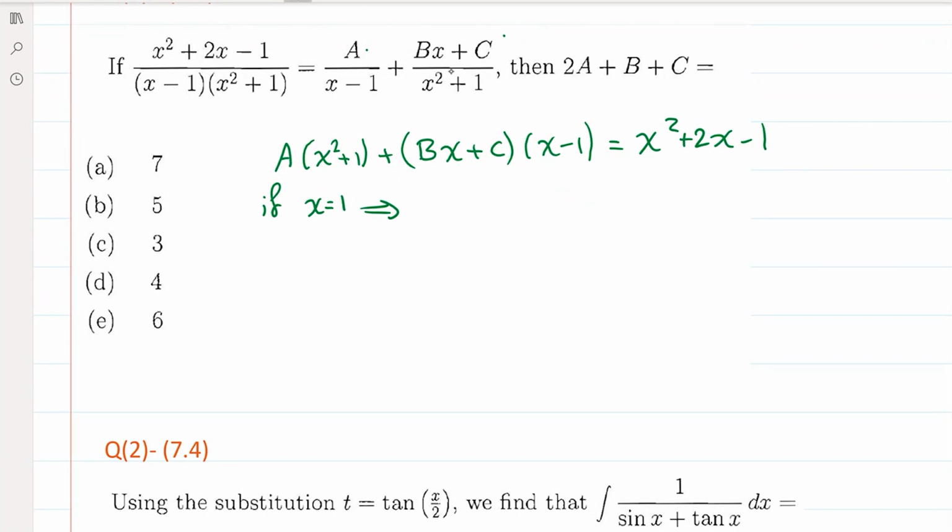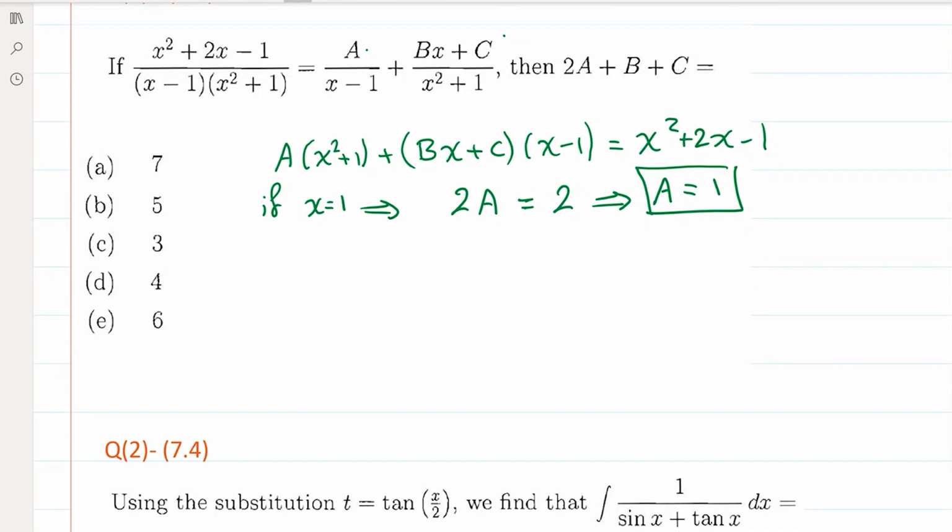So we are left with what? A multiplied by, you substitute x equals 1 here, it will be 2a. So the left hand side will be 2a, right? Now what about the right hand side? Substitute 1 here, it will be what? 1 plus 2 minus 1, so it will be 2. This implies directly a equals 1. Right. We have the value of a.